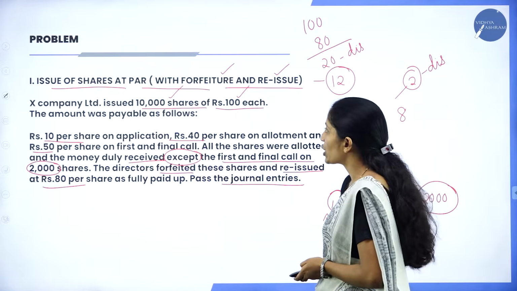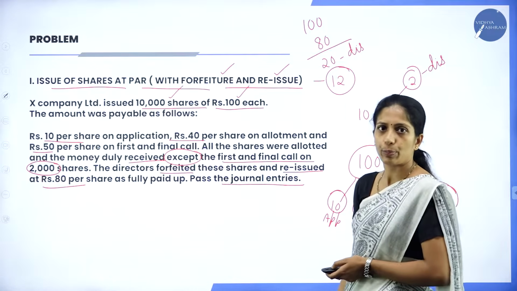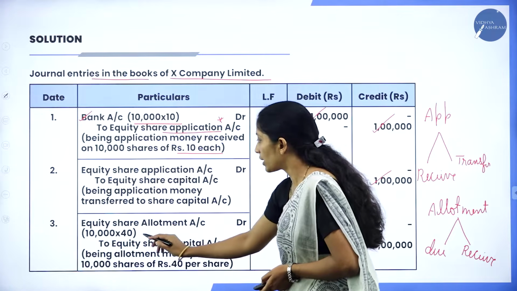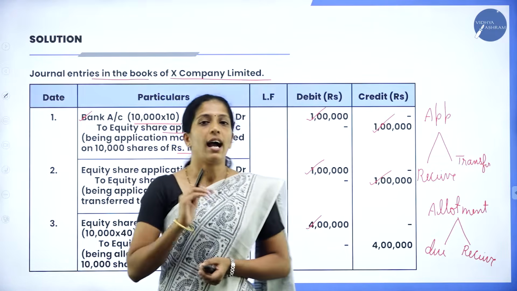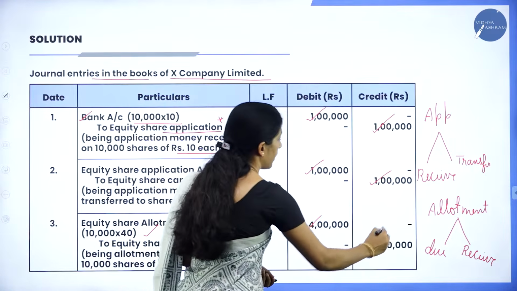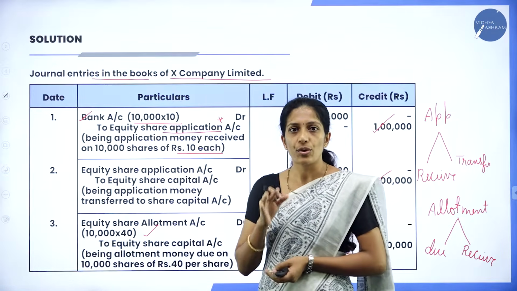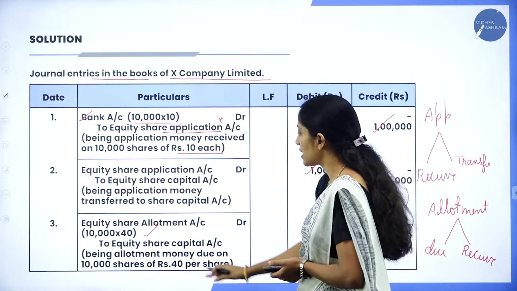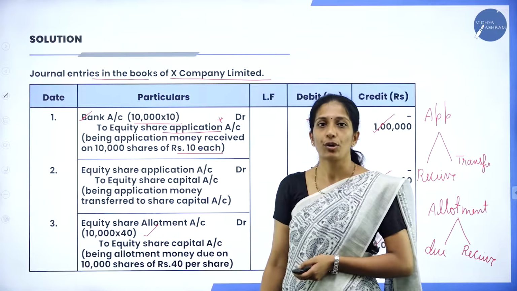Now what is the number of shares? 10,000 shares, and what is the allotment money? 40 rupees. 10,000 into 40. So how much will you get? That is 4 lakh on the debit side and 4 lakh on the credit side. Now what would be your narration? Being allotment money due on 10,000 shares at rupees 40 per share. So this will be the due entry.